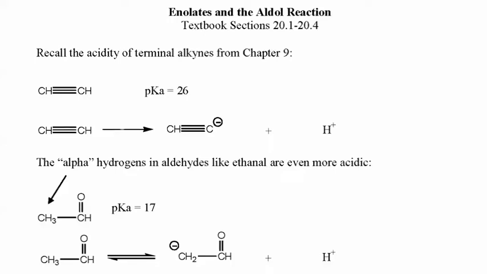This lesson involves a special type of reaction that aldehydes and ketones undergo called an aldol reaction, and it involves a special type of intermediate called an enolate. You can see this comes from the first 4 sections of chapter 20 in your book. The hard copy of this document I'm looking at here, you can download your own copy if you want to follow along as I talk about this.